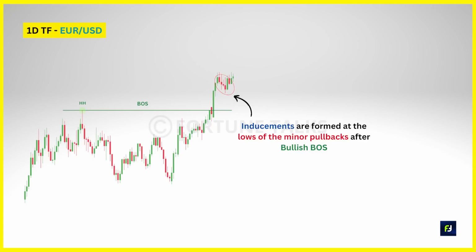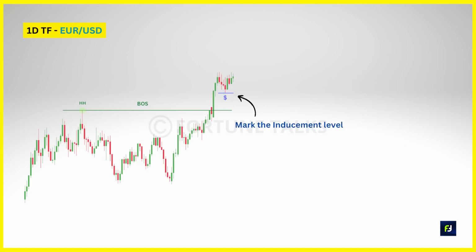Inducements, as you are familiar with, are formed at the lows of the minor pullbacks being created, usually after a valid structure break. Here, as the price moves higher, it forms a minor pullback, the low of which we will draw a small horizontal line. The minor swing low is our inducement level.